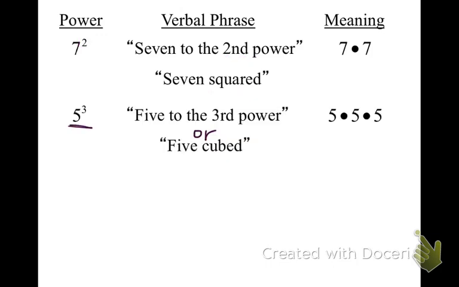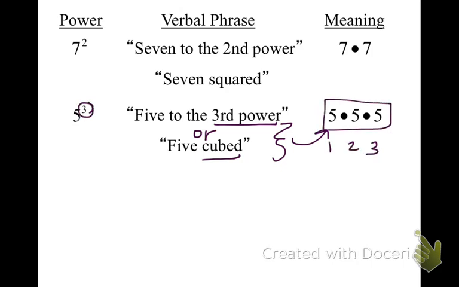Now, I have 5. I have my little power of 3. That means it's either 5 to the 3rd power or 5 cubed. So once again, 2 different ways of saying it, still the same exact meaning. I have a 3 right here, so I have 1, 2, 3 of my 5's. I'm just expanding it out through multiplication.